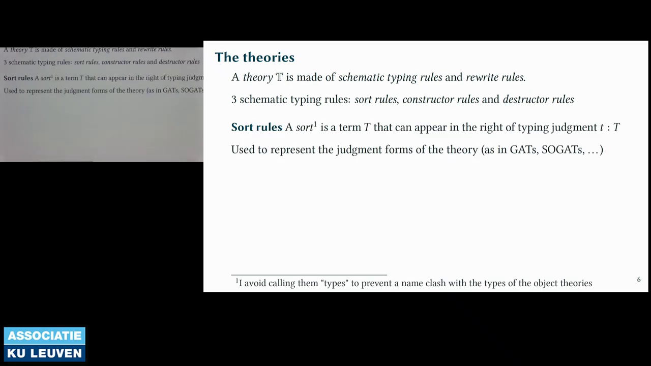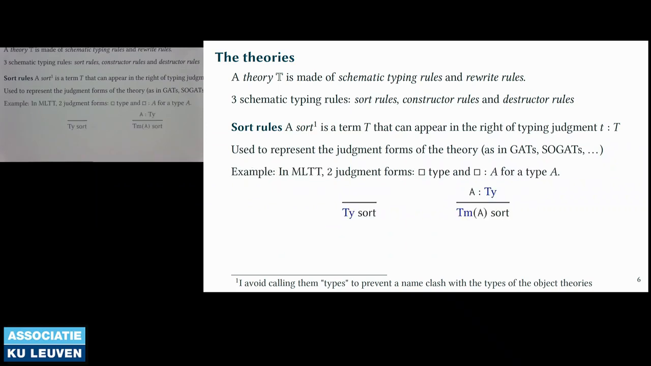In the framework here, I will call a sort a term that can appear to the right of the typing judgment. You might find this a bit strange, like why don't you just call them types like we normally do? But I'm trying to avoid a name clash with the types of the theory, so just accept this choice, please. The idea is that they allow us to represent the judgment forms of the theories we define. If you know, for instance, GATs and SOGATs, this is the same idea. For instance, in Martin-Löf type theory, we have two judgment forms: one that asserts that something is a type, and one that asserts that something is a term of a certain type. These are defined in the framework this way.